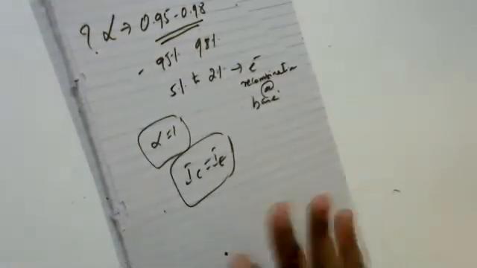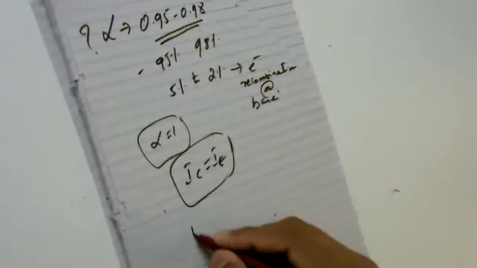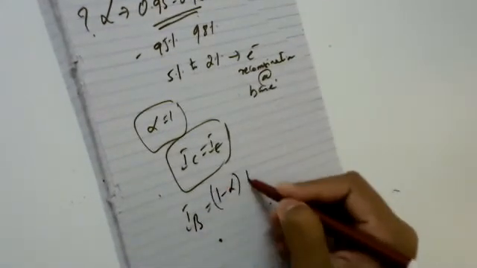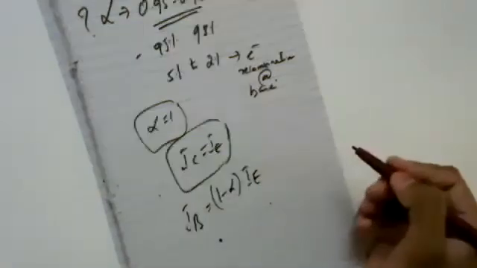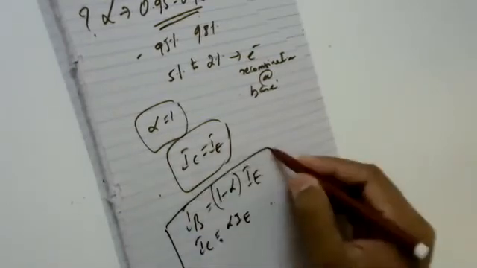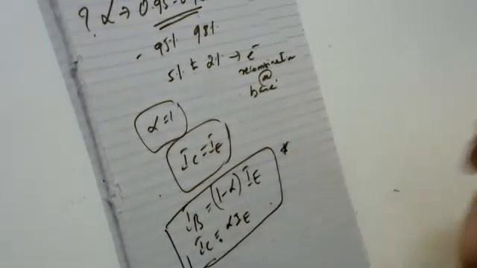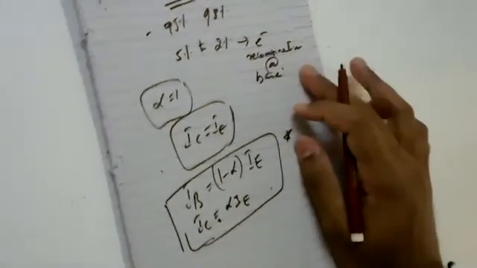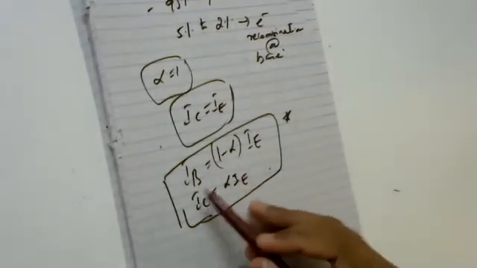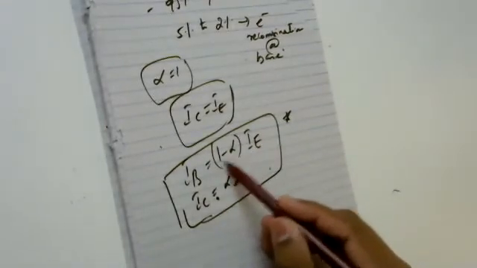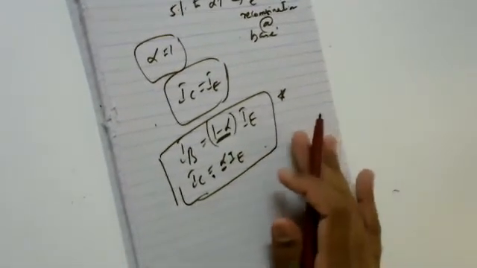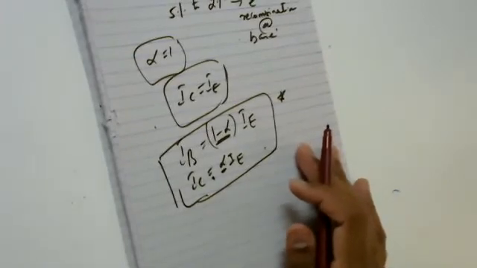Now, with this I can simply say that my base current IB will be equal to (1 minus alpha) times IE, and my IC will be just alpha times IE. These are once again the two important equations that I'm going to get from this interaction. If you are really interested in how I'm writing this 1 minus alpha and alpha, I will give you one simple logic.